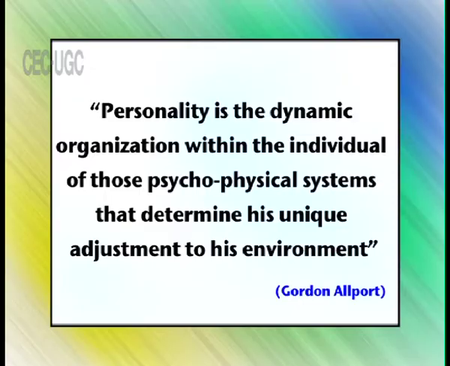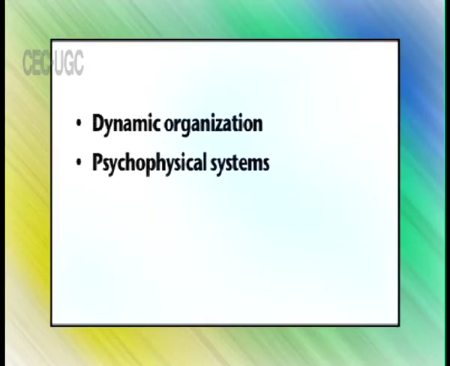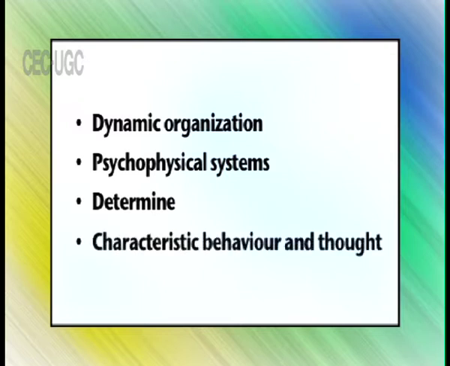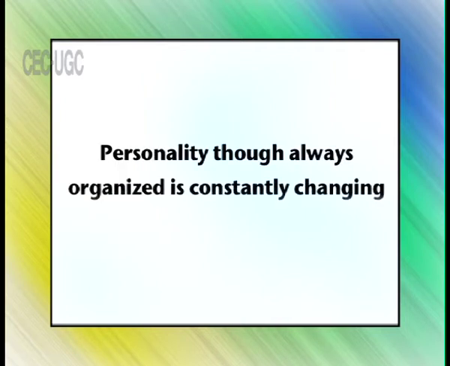to his environment. In 1961, Allport changed the phrase unique adjustment to his environment to characteristic behavior and thought. Key components in the definition are dynamic organization, psychophysical systems, determine, and characteristic behavior and thought. Now, let us explain them one by one. First, dynamic organization. Personality, though always organized, is constantly changing or dynamic. Personality has organization and continuity within the person, but it is constantly changing or becoming something different.